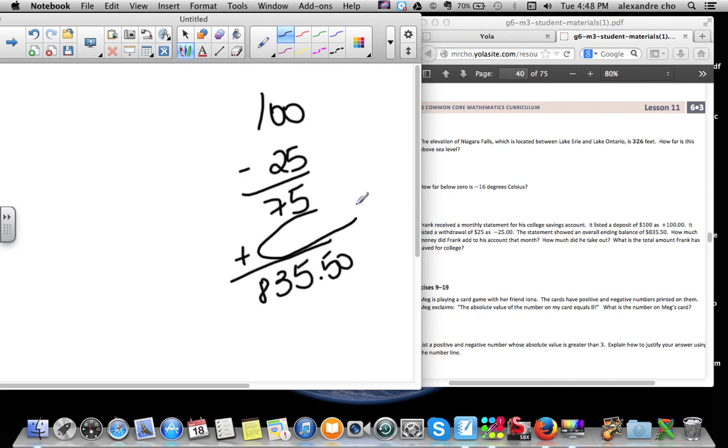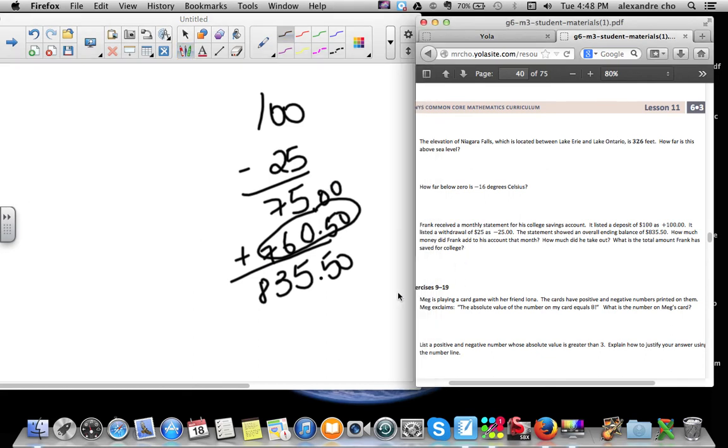So how much did he add? What's our mystery number over here? You can figure that out, or I can figure it out. So he added a 50. That would be a 0. That would be 6, and that would be a 7. 7 plus 6 is 13, carry the 1. Yep, so he added $760.50.